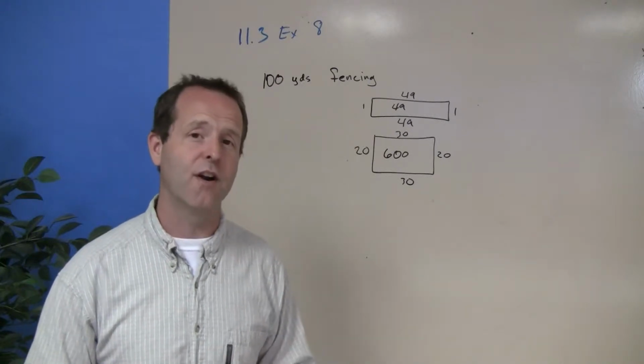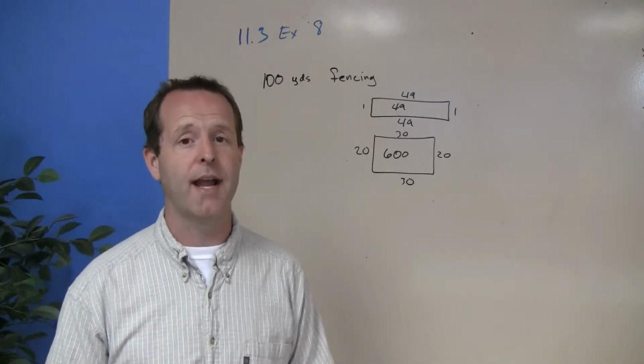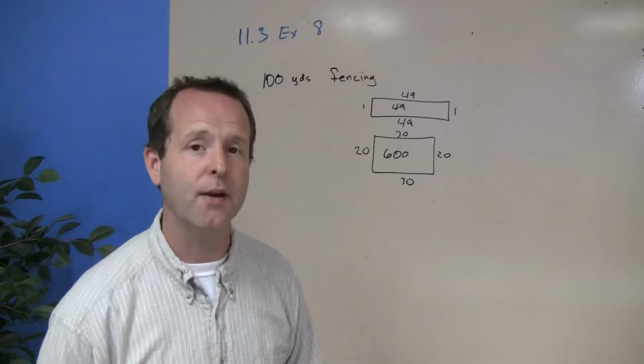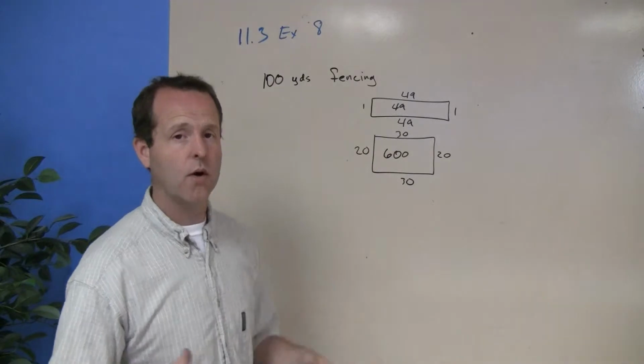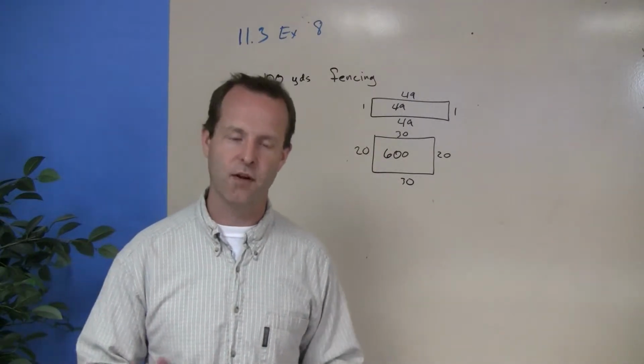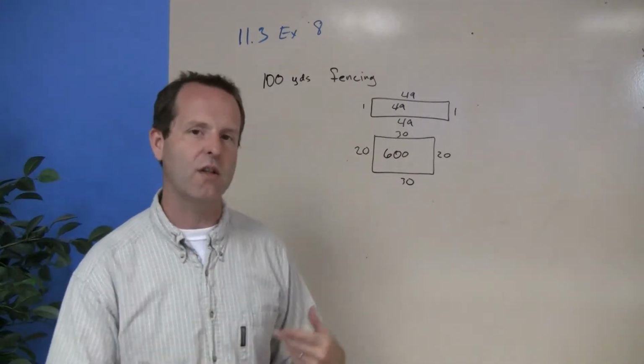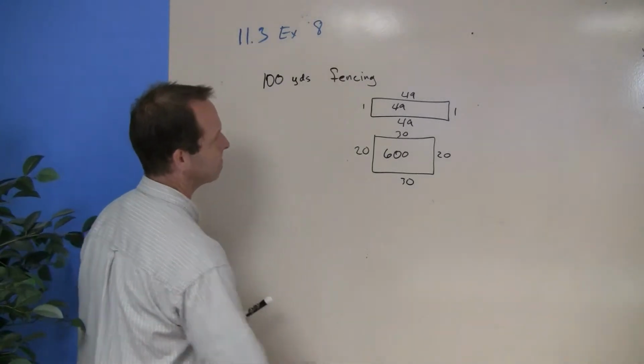Now I know if I have 100 yards of fencing, I want to maximize what's enclosed so I can have as much playground as possible. So how do I know what the correct dimensions are? Well, using a quadratic will help us figure that out. So let's start to think out loud a little bit and see where we can go with this.